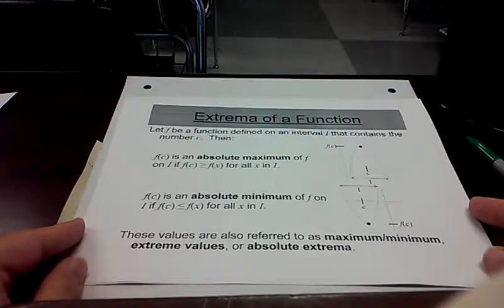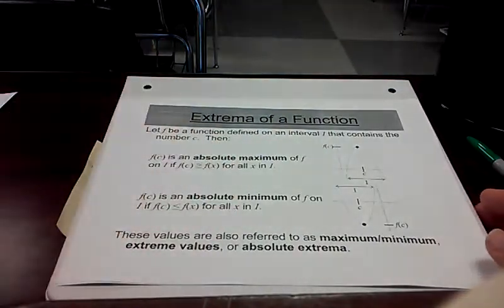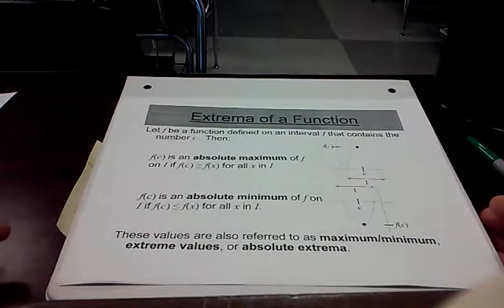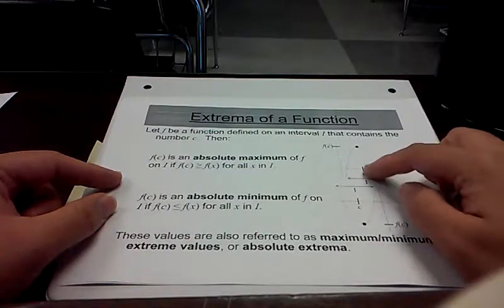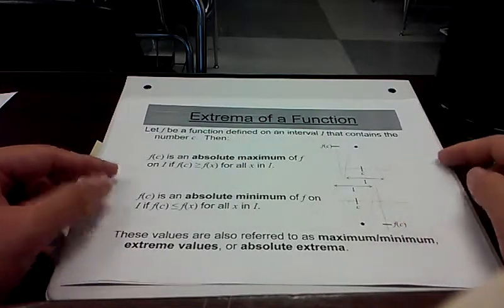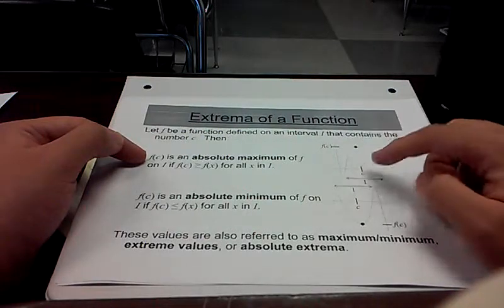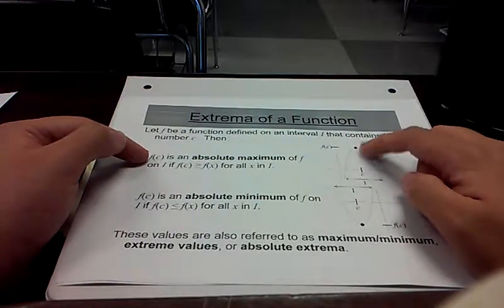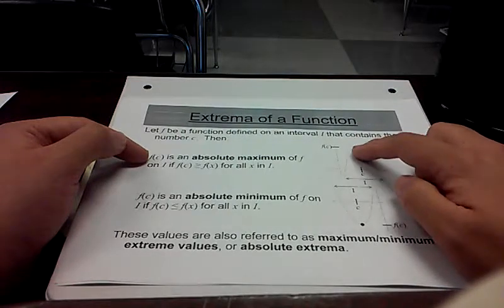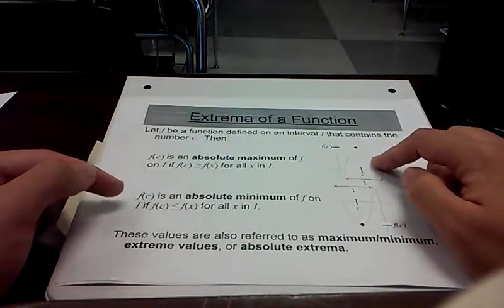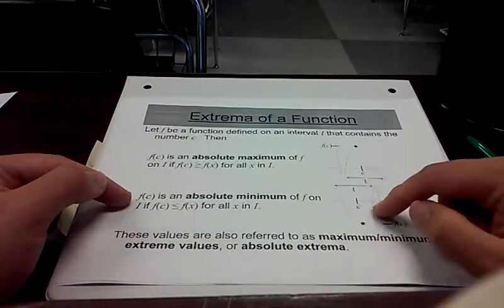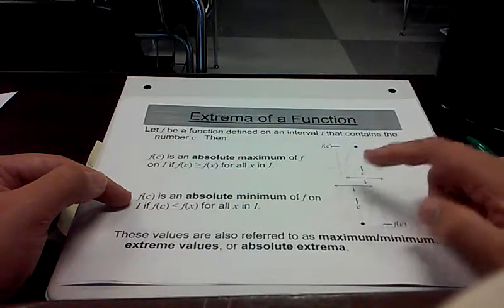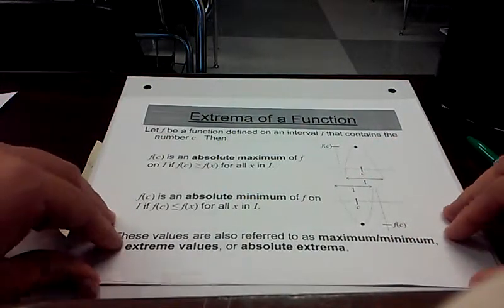Extrema of a function. Basically, there are two types. It can be maximum or minimums, and then also your extrema can be absolute or relative. Let f be a function defined on an interval I that contains the number c. So both of these are two different graphs. F of c, or the function of c, is an absolute maximum if that value is the highest out of all the other values of that function. Conversely, it's an absolute minimum if it is the lowest value in comparison to the rest of the function. So looking at maxes and mins.